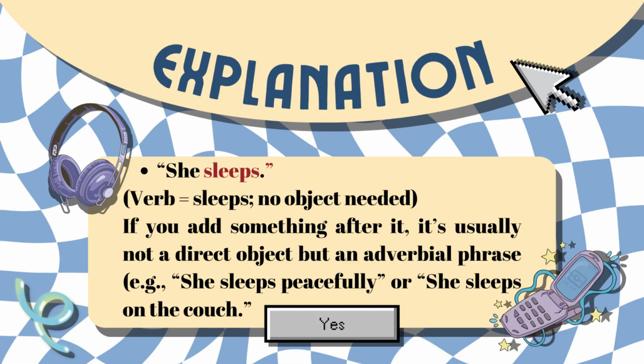If you add something after it, it's usually not a direct object but an adverbial phrase. Example, she sleeps peacefully or she sleeps on the couch.